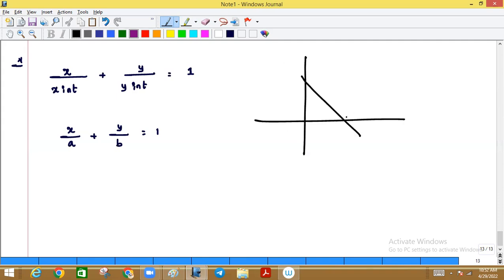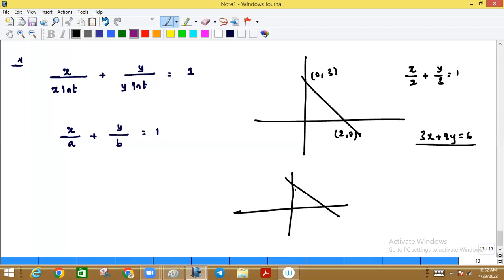Can anyone tell me the equation of this line? If it is 0, 3 and 2, 0, the x-intercept is what? 2. The y-intercept is what? 3. What is the equation of the line? 3x plus 2y is equal to 6 is the equation of the line. When the intercepts are given, you can find the equation by using x by x-intercept plus y by y-intercept is equal to 1. Suppose it is 4, 4. You can say x plus y is equal to 4, because x by 4 plus y by 4 is equal to 1.